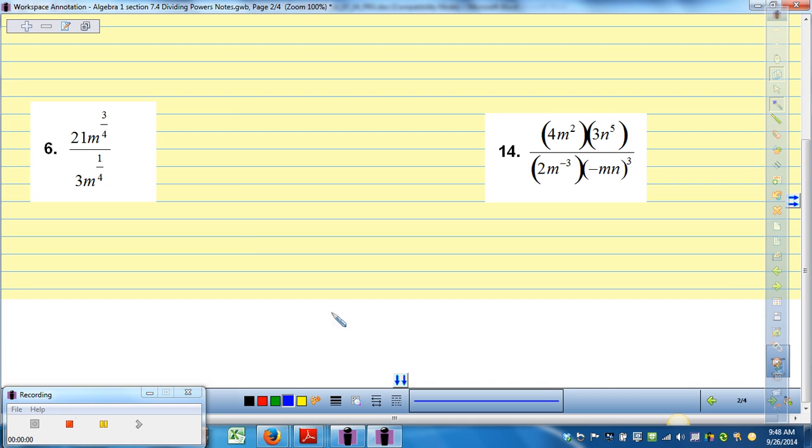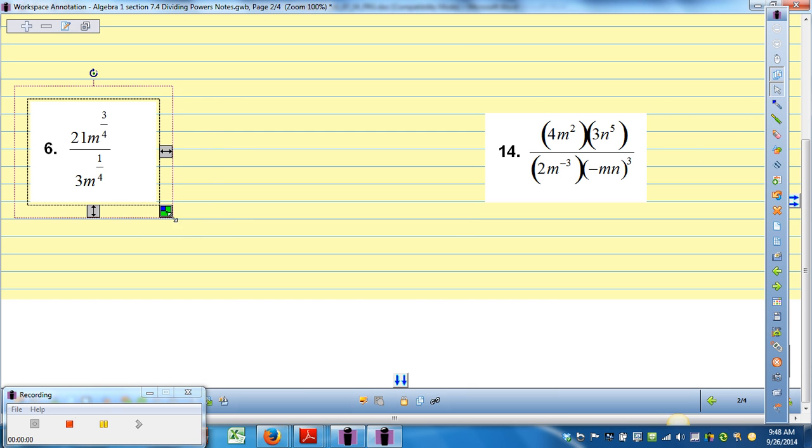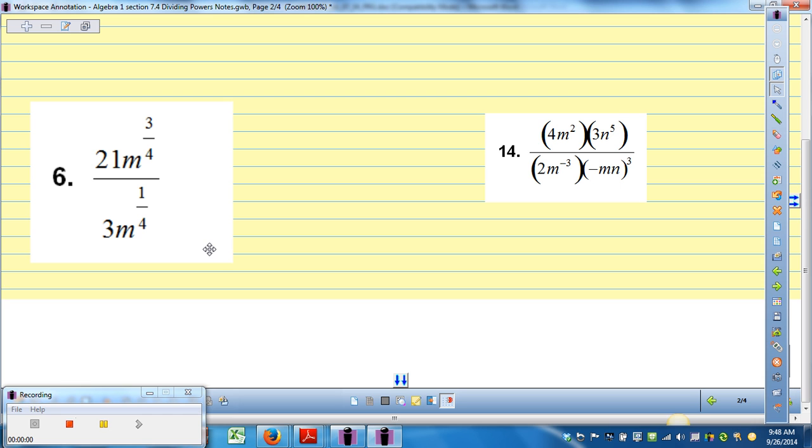This works with fractional exponents as well. Let me make that bigger. See? So we have 21m to the 3/4 over 3m to the 1/4. So here's your helpful hint when you do these. Keep the numbers, just like we did when we were multiplying, keep the numbers together, so we'll have 21 over 3. The exponent rules don't apply there, that's just 21 divided by 3. Times m to the 3/4 over m to the 1/4.